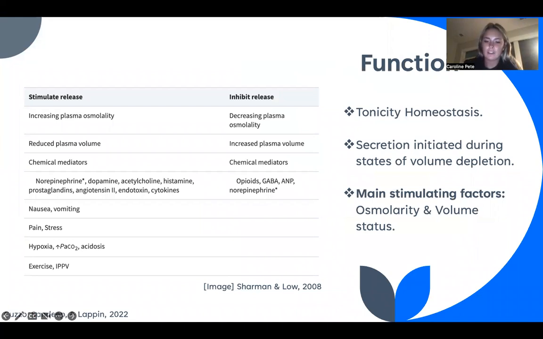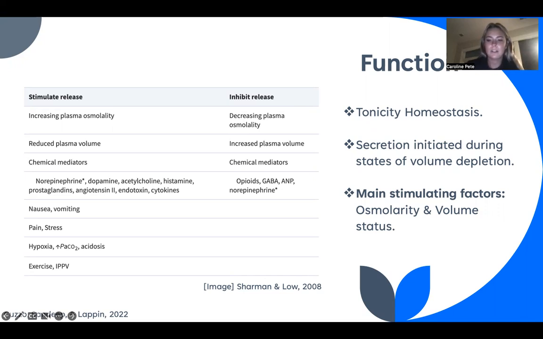As we previously touched on, vasopressin is primarily responsible for tonicity homeostasis. The neurons that store this hormone express osmoreceptors that are very responsive to blood osmolarity, causing secretion of vasopressin to be initiated by even the slightest elevations in osmolarity. Vasopressin returns the osmolarity to baseline as it increases water reabsorption in the kidneys.